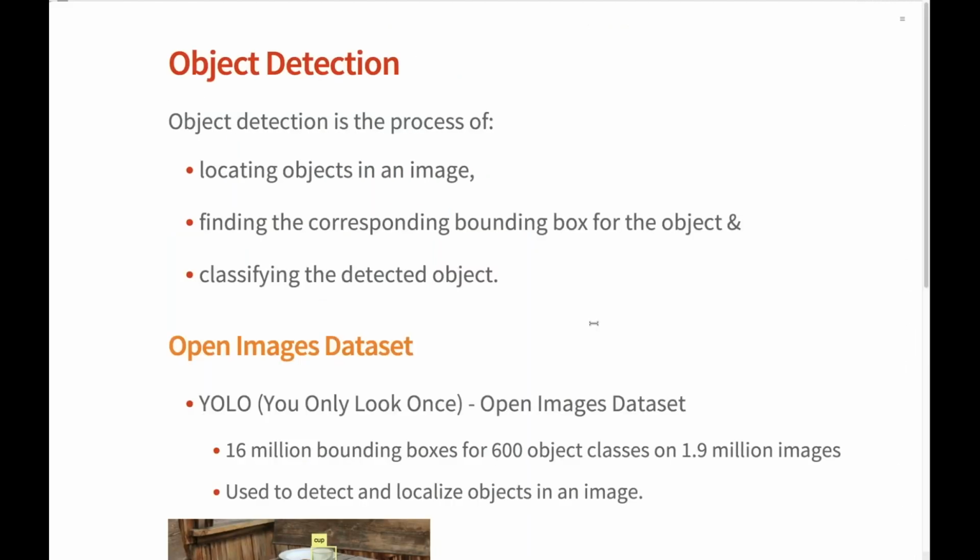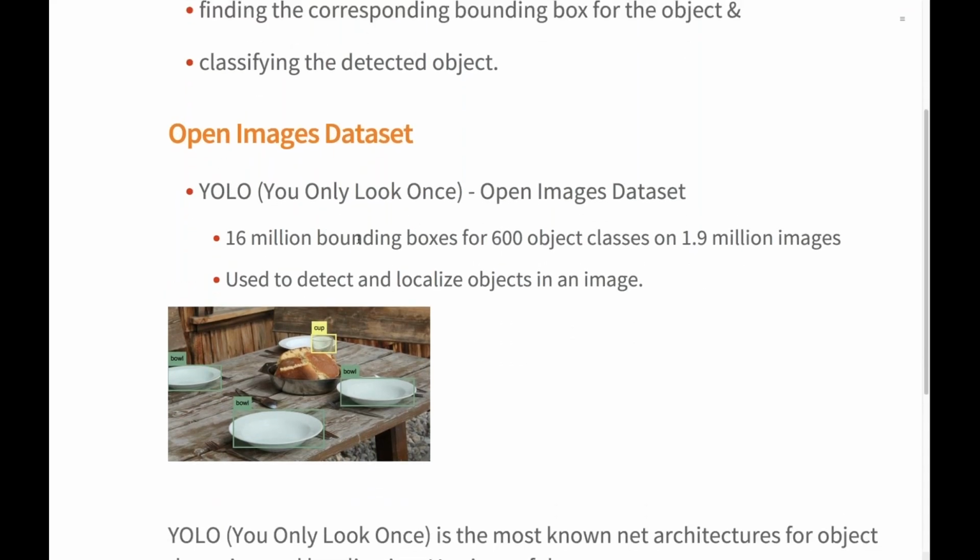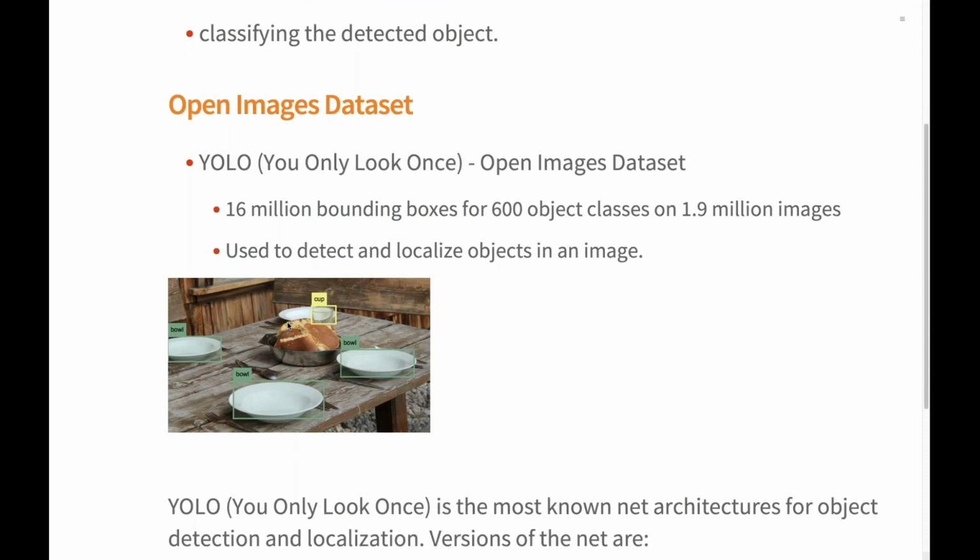Another example we can see is about object detection. This is also a neural net, which solves the process of locating objects in an image. Basically, it finds a corresponding bounding box for the object, and it is based on the Open Images dataset, YOLO, which has 16 million bounding boxes of 600 object classes on 1.9 million images. And this is a typical example of what this neural net does.